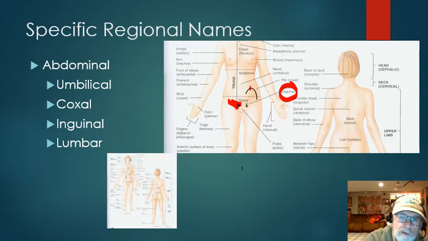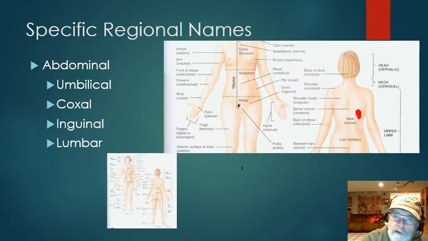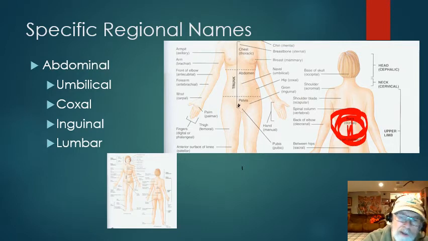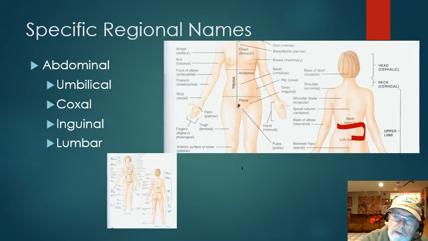Lumbar region is the lower back region. So this lower back region in here is called the lumbar region. The vertebrae back in here are the lumbar vertebrae. I probably drew that too high. If I look here, this back in here, where the lumbar vertebrae are, there are 5 lumbar vertebrae. This area would be the lumbar region, the lower back region.